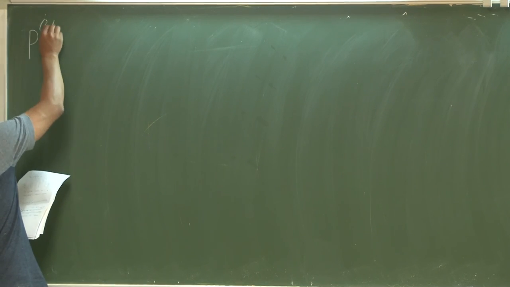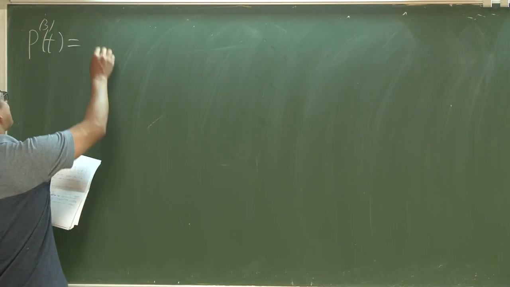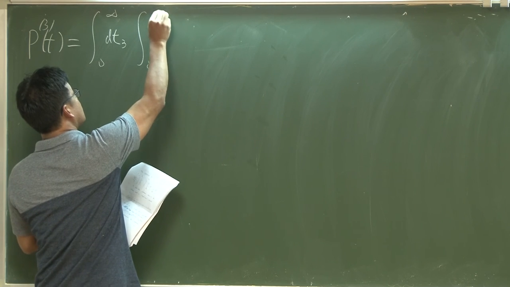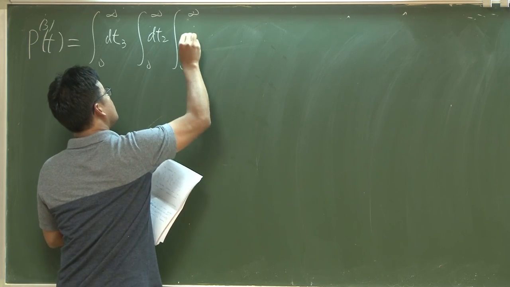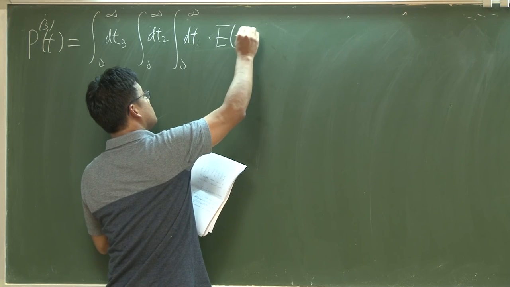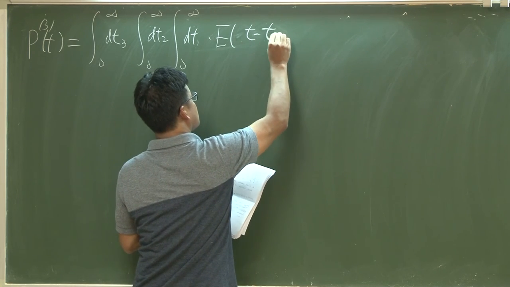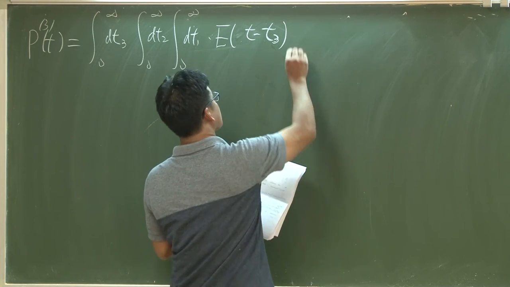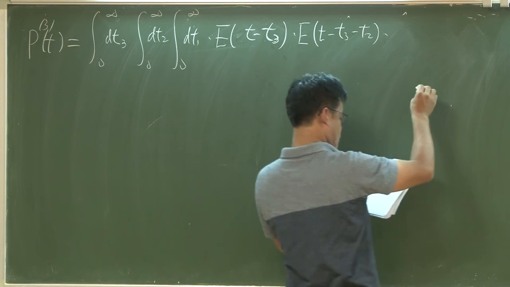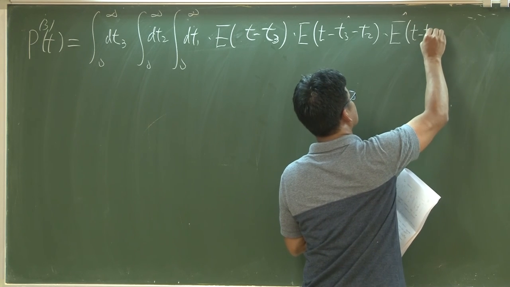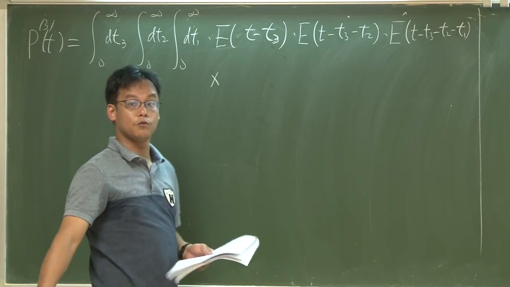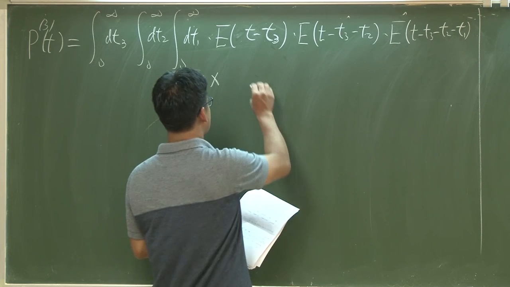So the third order polarization can be written as this integral, an integral over three time intervals. And then you have the third order response function of your system, S.